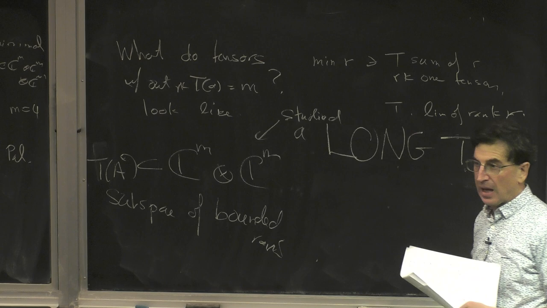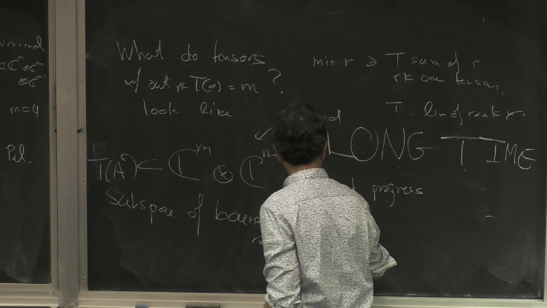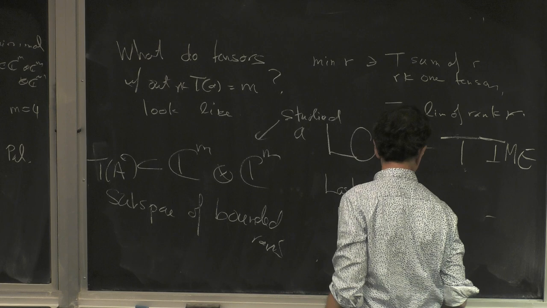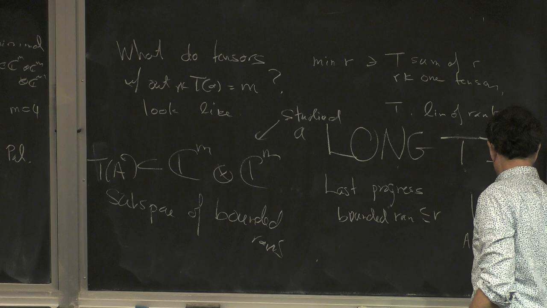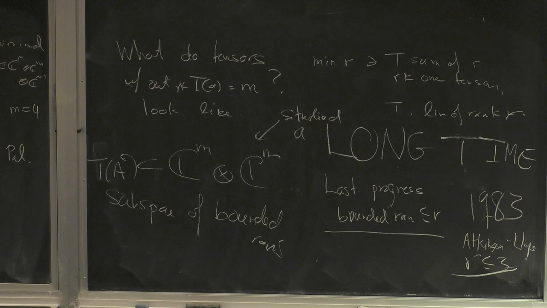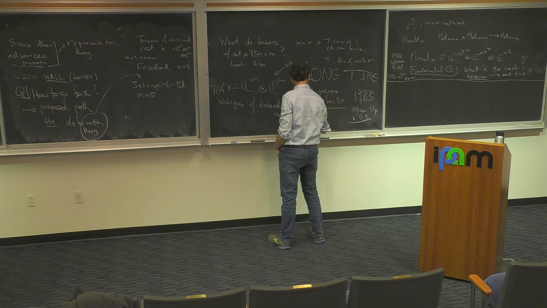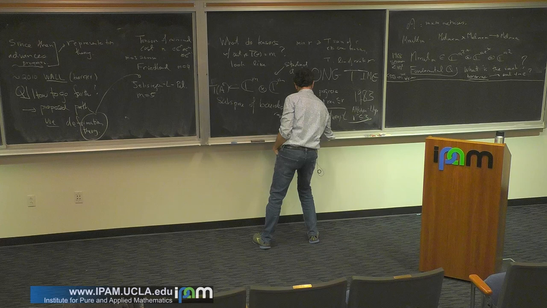And so the last progress, say, of bounded rank less than or equal to r was 1983 in the linear algebra community, for r less than or equal to 3. And then, despite the literature, I mean, there were papers by people like Eisenbud and Harris, there was no further progress until, well, 2023. Amy Huang and myself, we classified r less than or equal to 4.